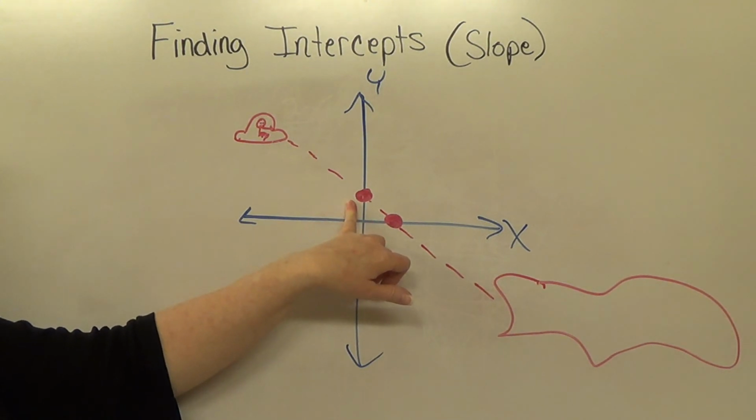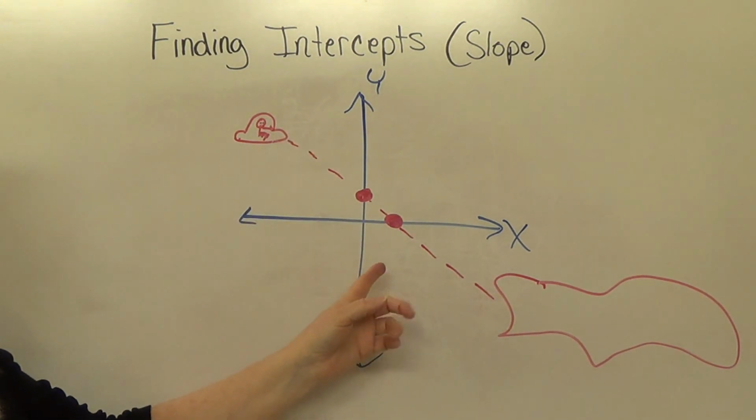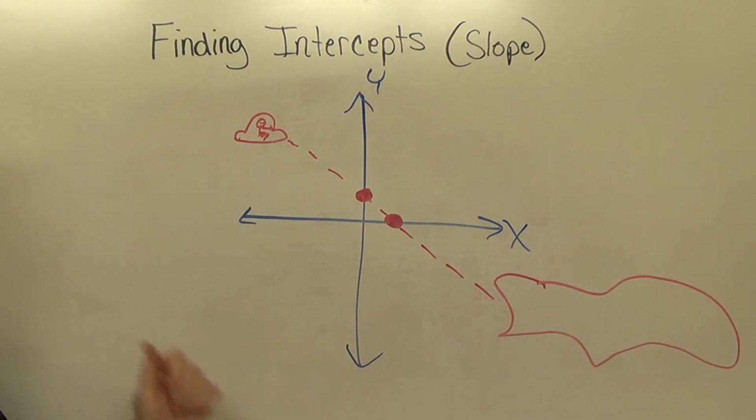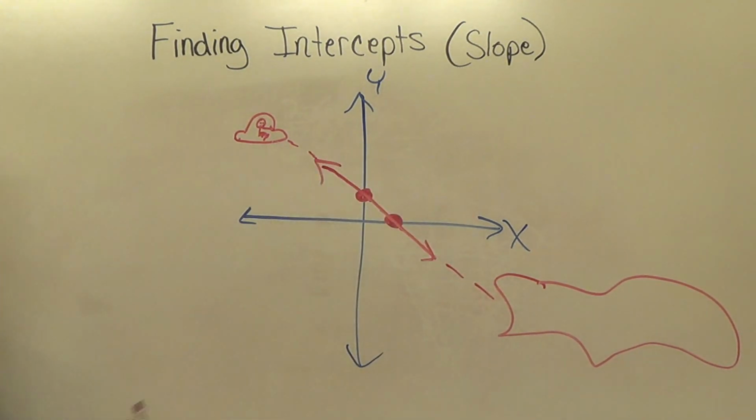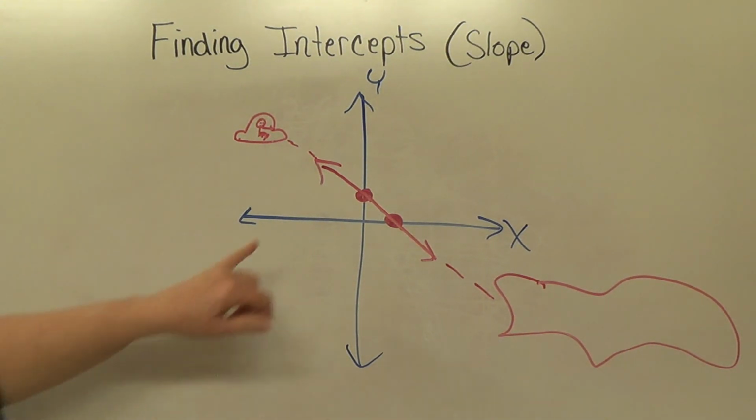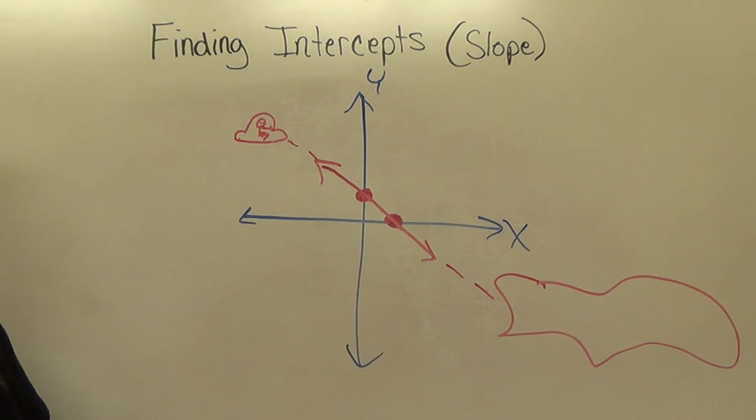Where did you touch y? Where did your line touch y, the y-axis, and where did your line touch the x-axis? Then you connect those, and you can make a line. So if you know how to find the intercepts, you can plot those 2 points and then draw a line through them, and you have the line for your equation.